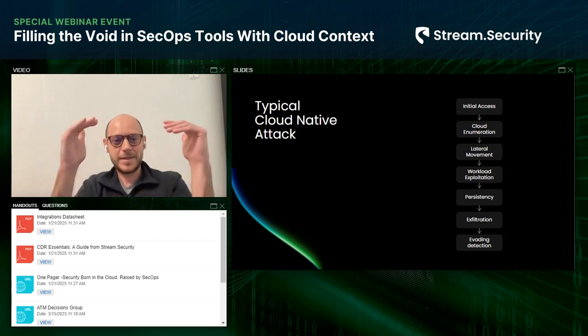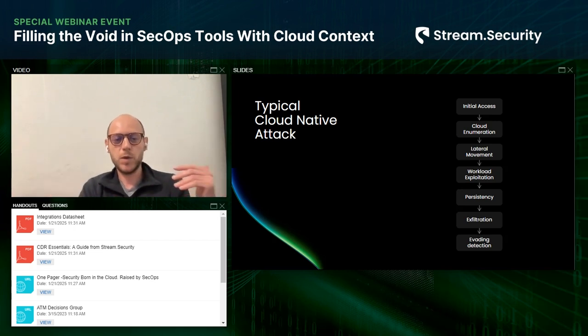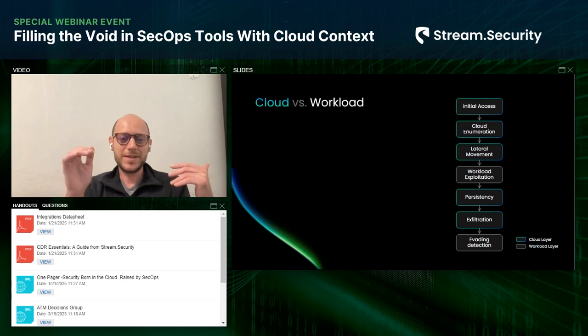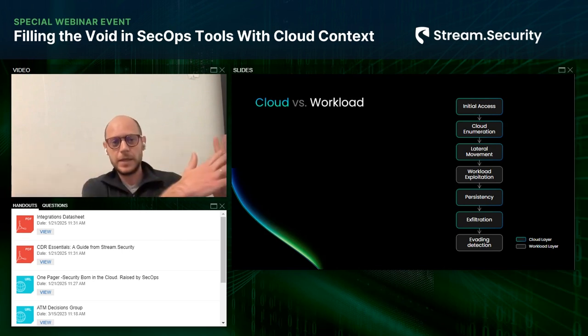Now, if we take such an attack flow in the cloud and break it down to what you will see at the workload level and what you will see in the cloud logs, there will be a mixture. Most of the attack will be in the cloud logs, the audit logs of your cloud, no matter which cloud it is. And some of it will actually be presented at the workload level, right?